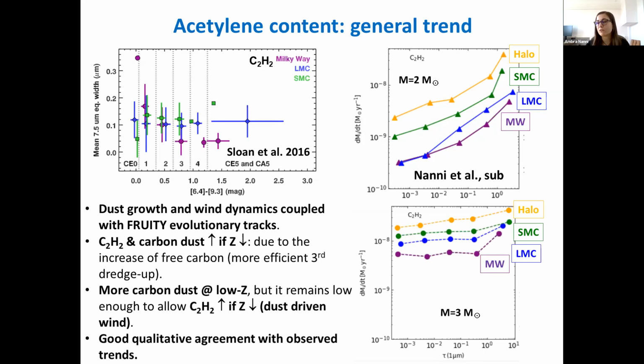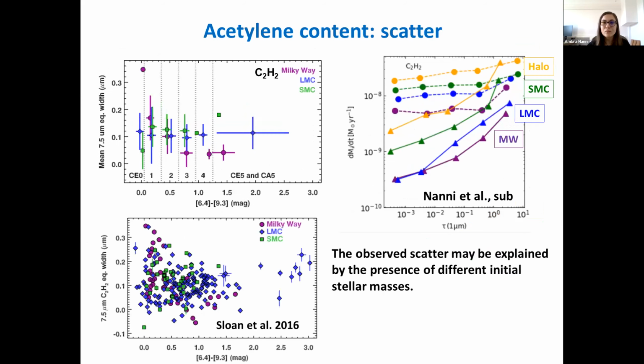We look at this also for the three solar masses case, and we find a similar trend, even if the values that we obtain are different, are higher. We have higher acetylene content because we have more efficient dredge-up. Also, we can look at both cases here on the right, and again look at this plot, but also look at the individual observations, not just the average value, and we will notice that there is a large scatter in the observations.